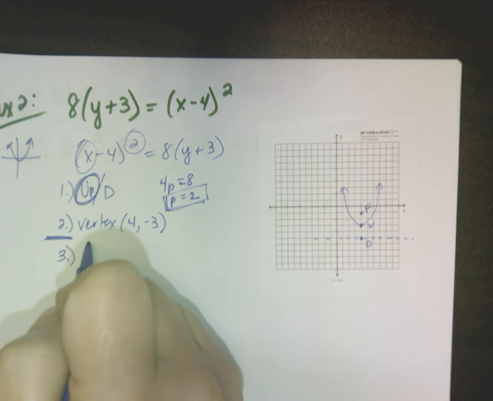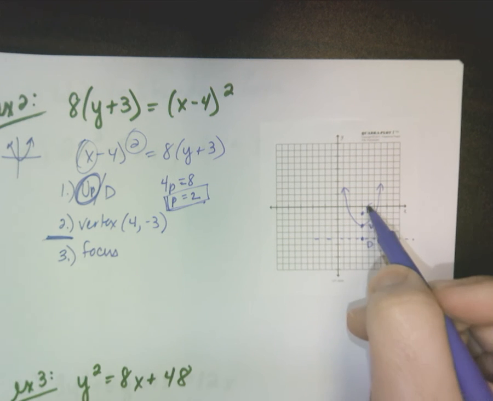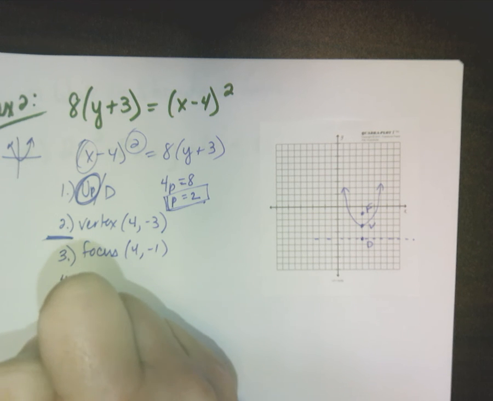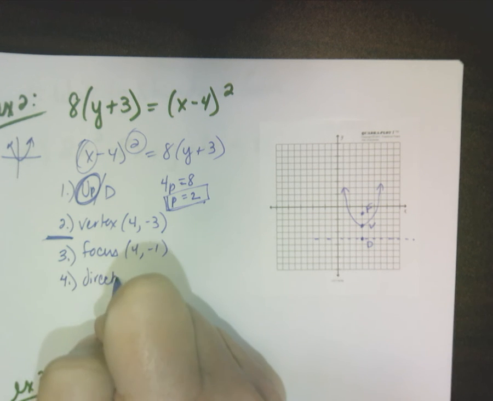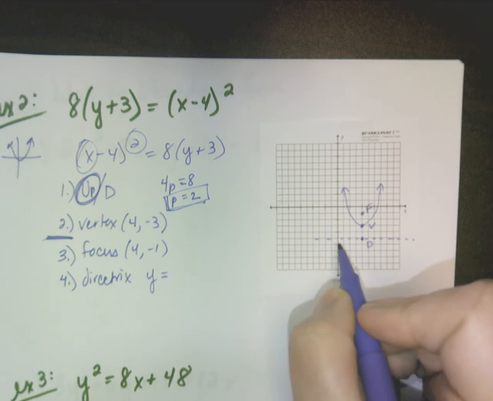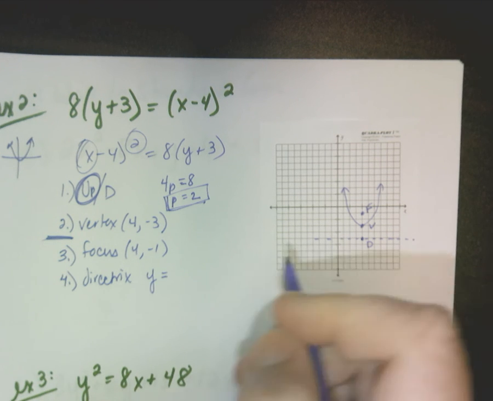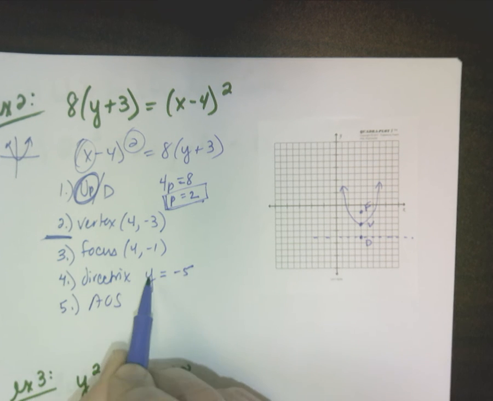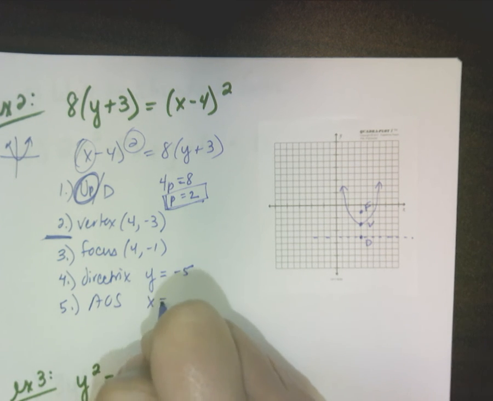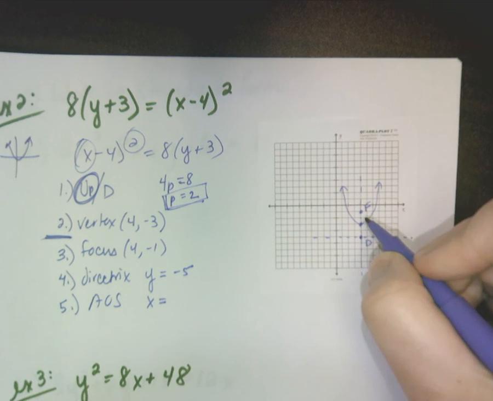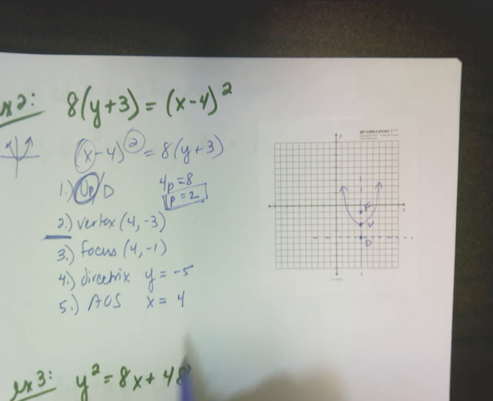So let's just take an opportunity to write this down. Your focus is located at (4, -1). Your directrix, which it's sitting on, is now a horizontal line, which means it's y equals what? y = -5. That means your axis of symmetry has to be perpendicular to that, which is x equals, and your axis of symmetry has all these 3 points on top of it. x = 4. See? That was much faster. Much faster.